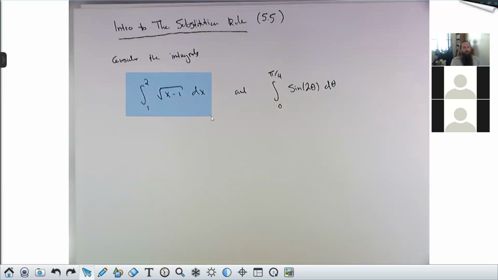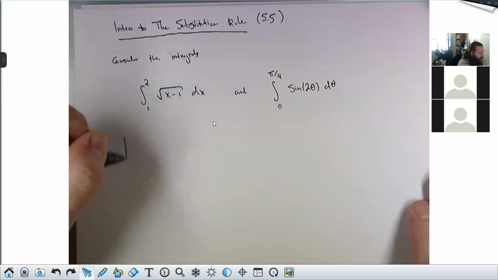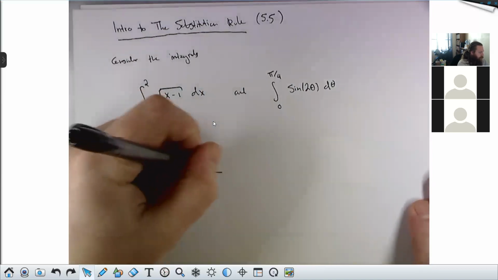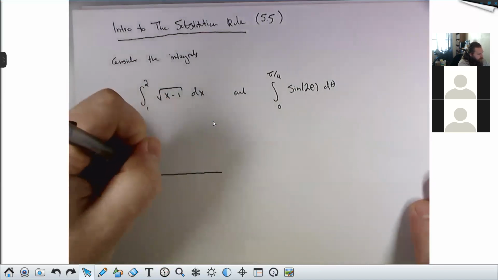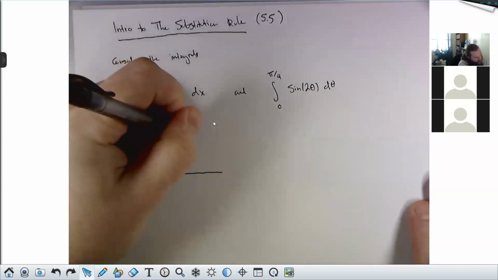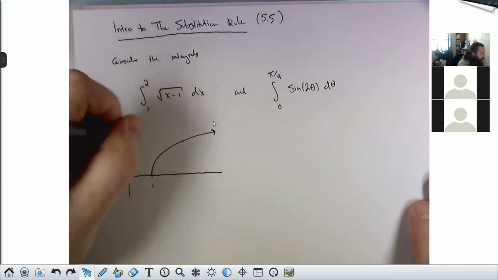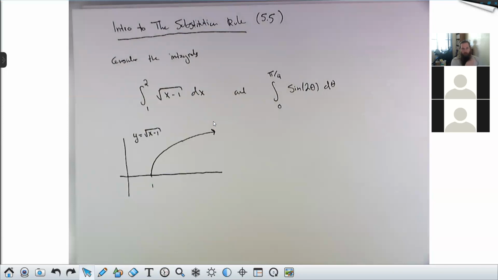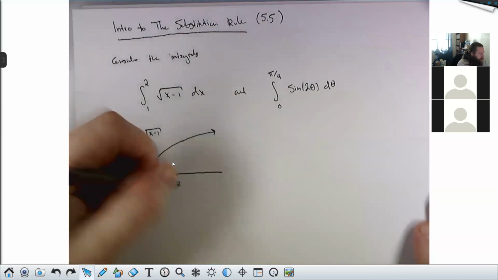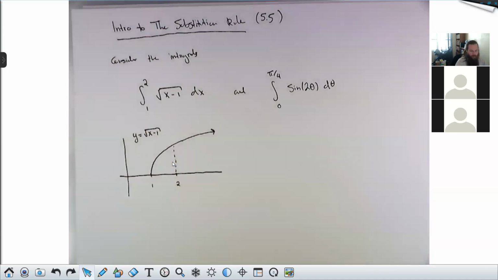Let me focus on this one first. If we try to interpret it in terms of areas, the graph y equals the square root of x minus 1 looks like this. It's half of a sideways parabola, that would be root x, shifted to the right 1 unit. So the thing we're looking at there is this area.